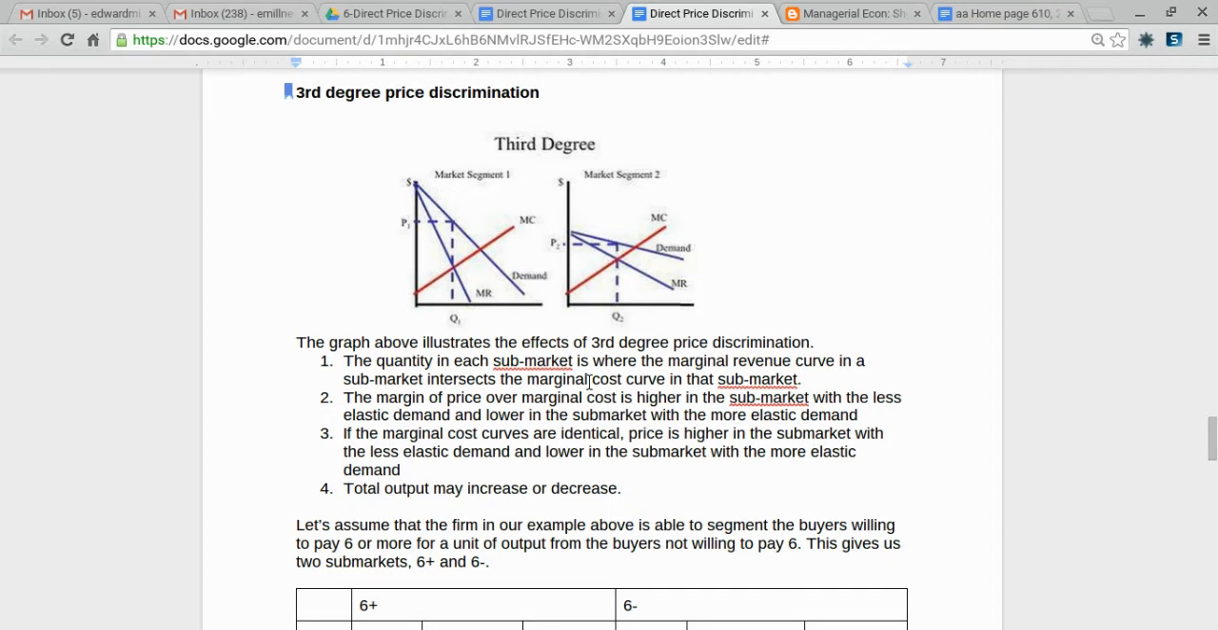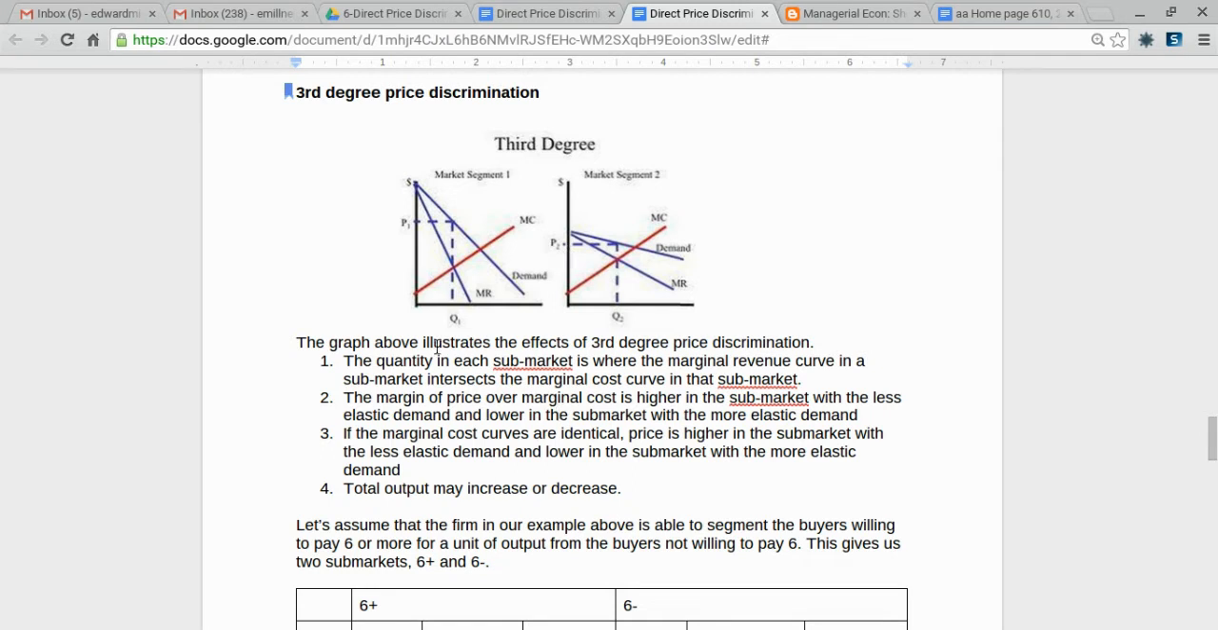This also means if the marginal cost curves are identical, price will be higher in the submarket with the less elastic demand and lower in the submarket with the more elastic demand. These two graphs are trying to depict marginal costs that are identical. Therefore, P1 is higher than P2.